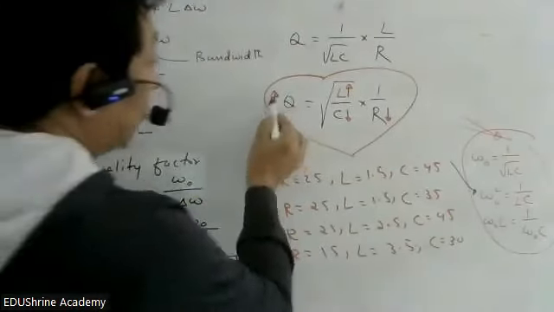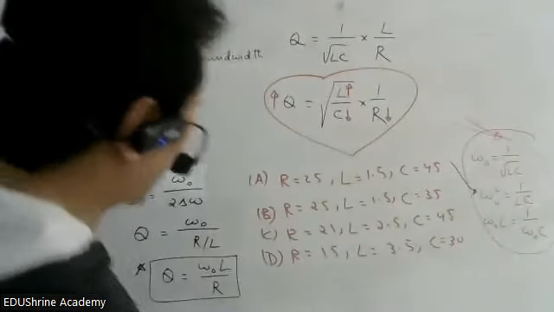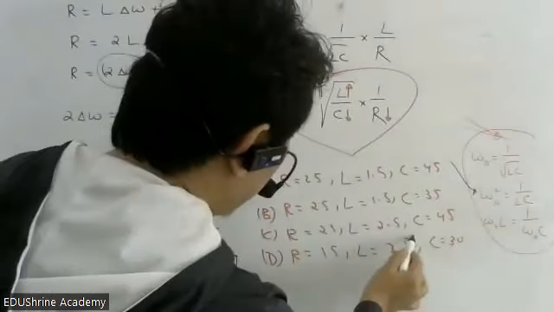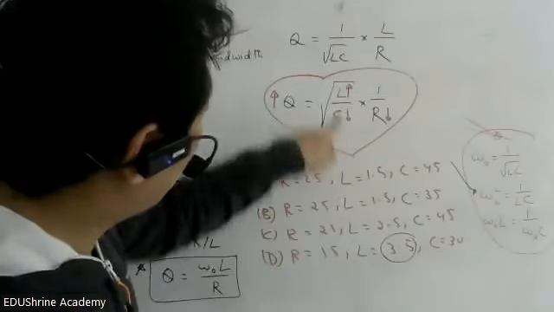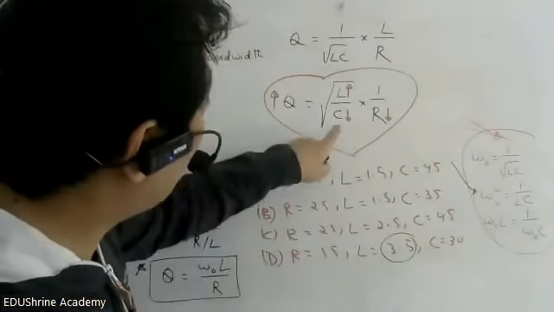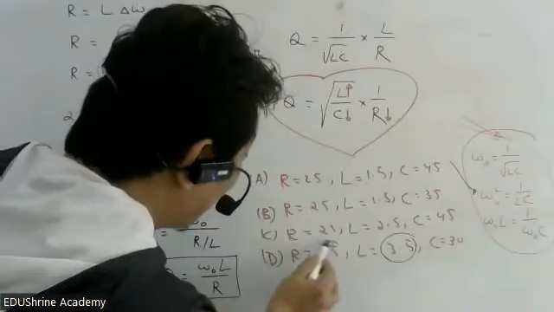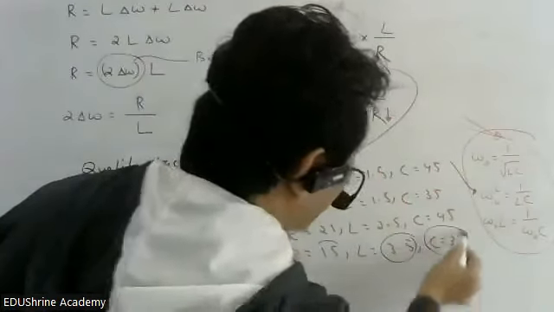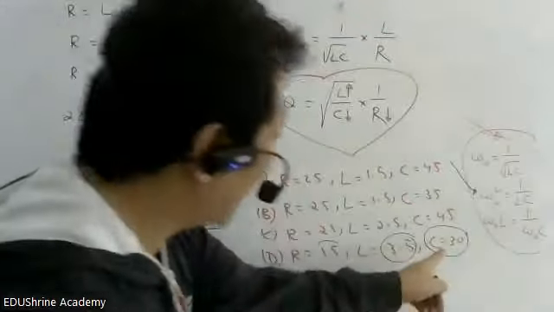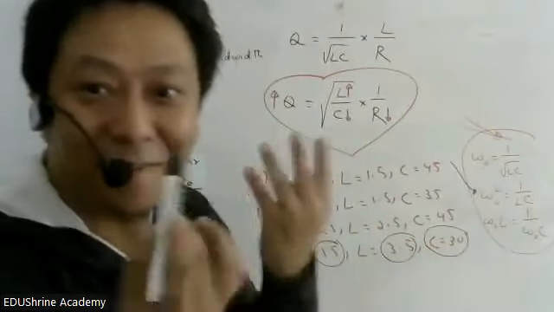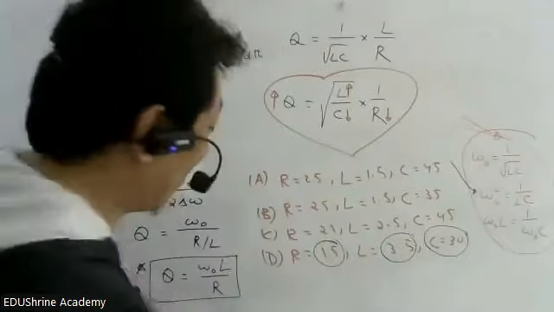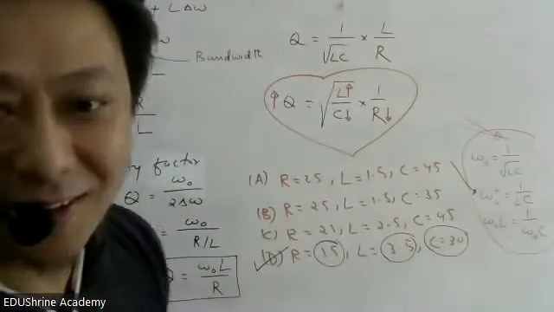Now, when will Q be more? When L is more. Which one has the largest L? 3.5. Yes or no? Yes, sir. Largest L is 3.5. Also, we want the smallest C. See, this only has the smallest C also, so nice. This only has the smallest C, and this only has the smallest R. So we don't need to do any calculation. Option D. Super or not?